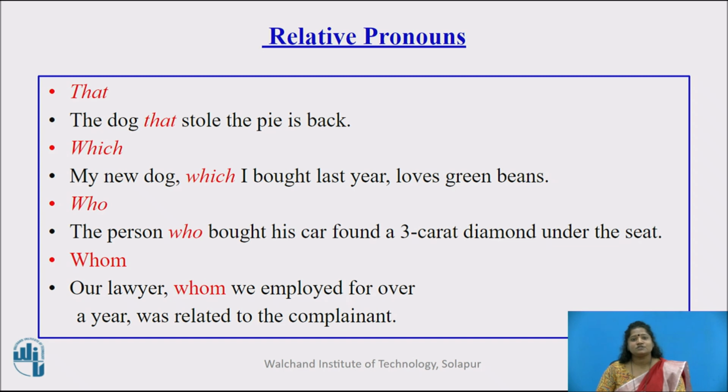The dog that stole the pie is black. Here the word that is used as a relative pronoun and it heads the adjective clause. In the next sentence, my new dog, which I bought last year, loves green beans. The person who bought his car found a 3-carat diamond under the seat. In all of these sentences, the words in red color, that, which, who, whom, are used as relative pronouns because they are heading the relative clauses.